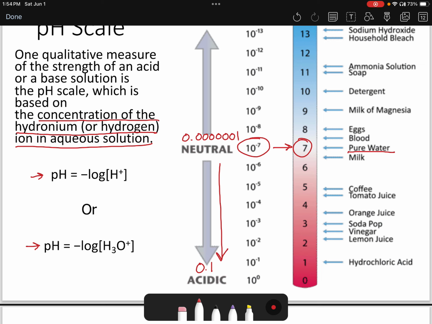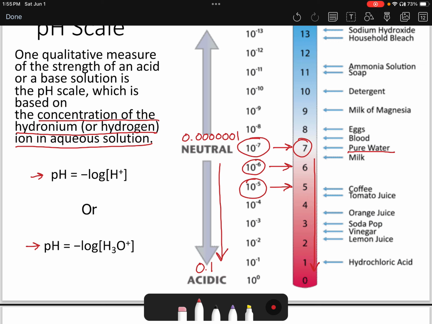Let me double check here. So then 10 to the 0 is just 1. Okay, so that means that our pH value is going to go from 7 to 0 for acids, because if we take the negative log of 10 to the negative 6, we get 6, 10 to the negative 5, we get 5, and so on and so forth.